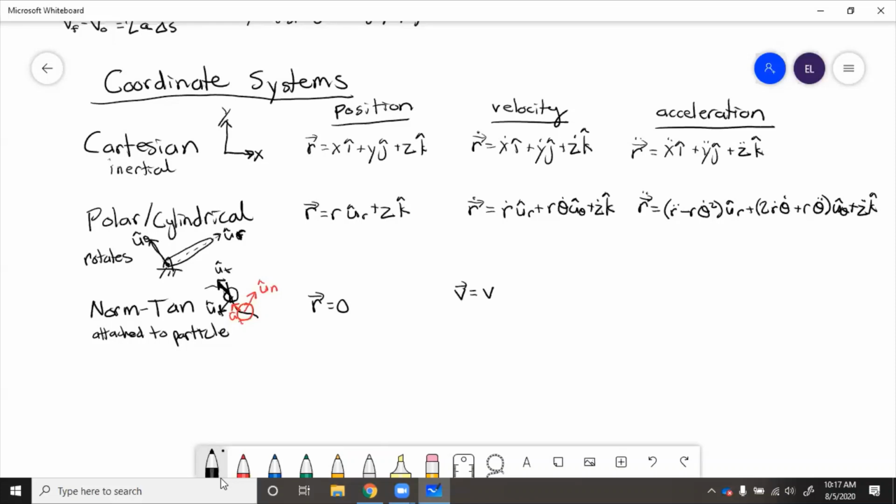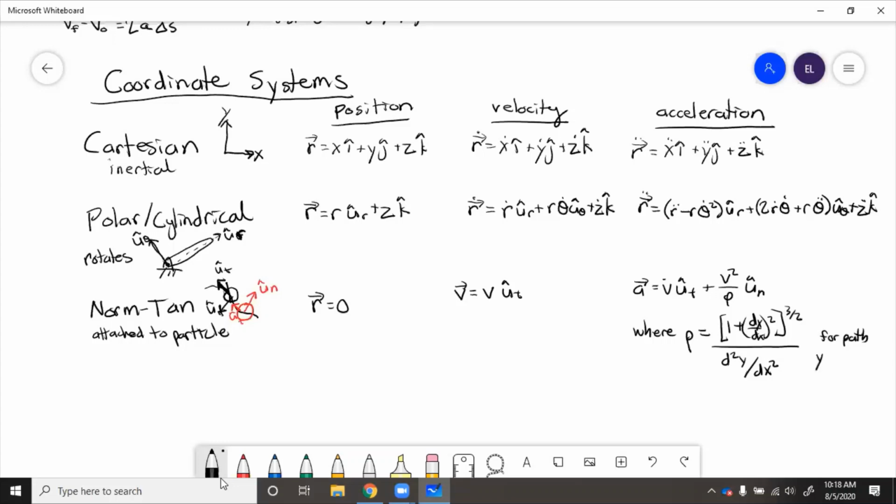V equals v in the tangential direction. And acceleration equals v dot in the tangential plus v squared over rho in the normal, where rho equals (1 plus (dy/dx) squared) to the 3/2 over d squared y dx squared, for path y equals f of x.